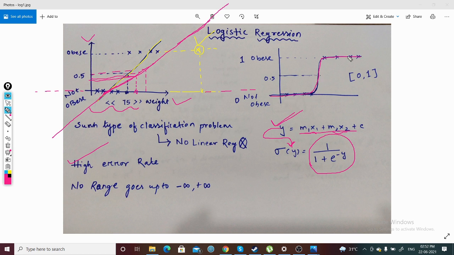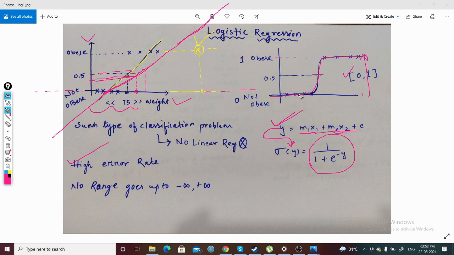So it has some range. Whatever value comes as an outlier, it would be plotted here, and 1 would be its maximum value. So it has a range of 0 to 1. This is one of the best advantages that we have. And also we can predict the probability of the ranges.